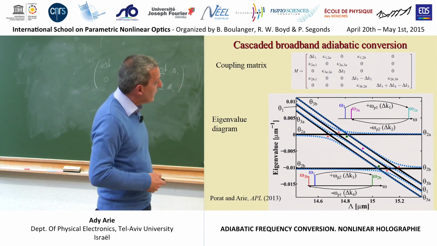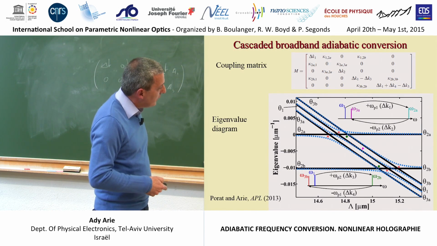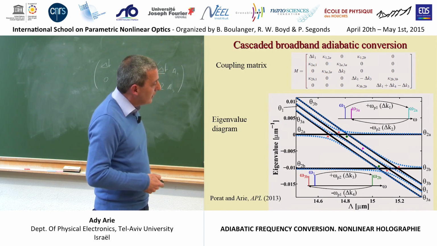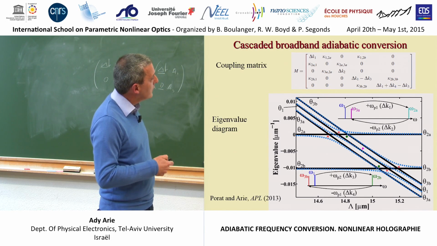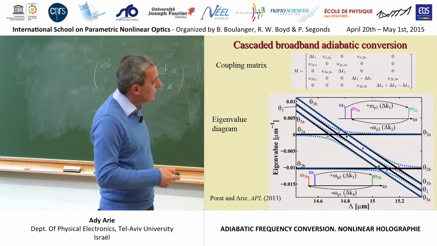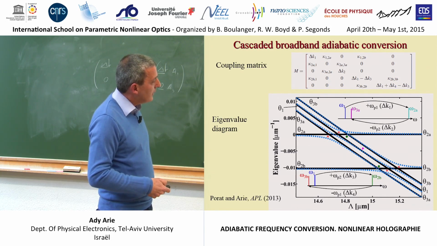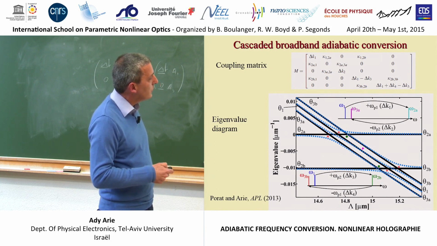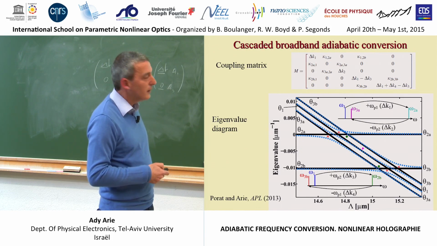Okay, we start with omega 1. First, we'll go in this direction where the poling period goes up. So we start at omega 1. We follow the dressed state. We go to omega 2a, and then we continue. This is omega 2a. So we get eventually to omega 3a. So we are in this process. We go from omega 1 to omega 2a and then to omega 3a.